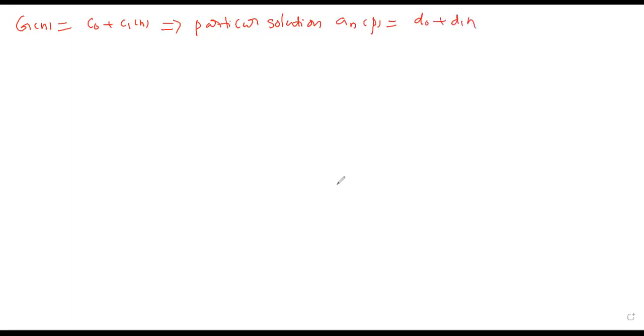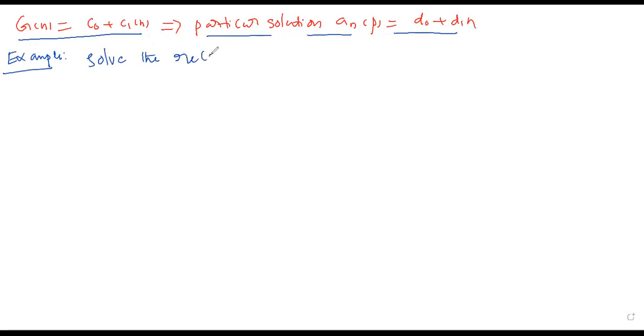This is our model. Now we have to discuss this model's problems. I will explain this model by using an example. Okay, see the example. Solve the recurrence relation.